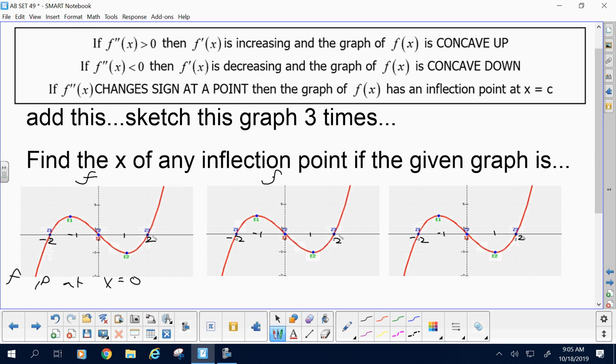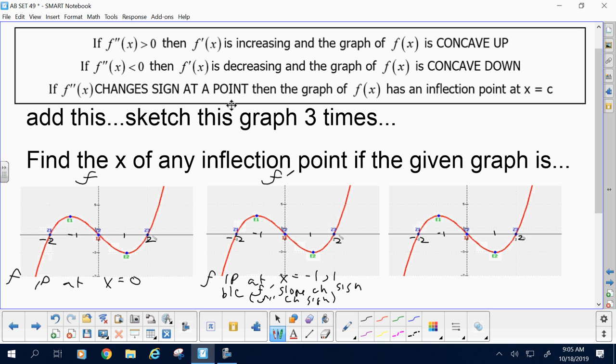Now, in the second picture, now I'm saying that's the graph of f prime. Where does f have an inflection point? Negative 1 and 1. Why? Okay, because f prime's slope changes sign. And what is f prime's slope? Isn't that f prime's derivative? And f prime's derivative is f double prime. Okay? f double prime changes sign.